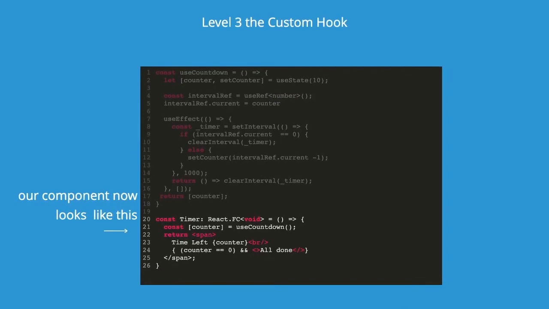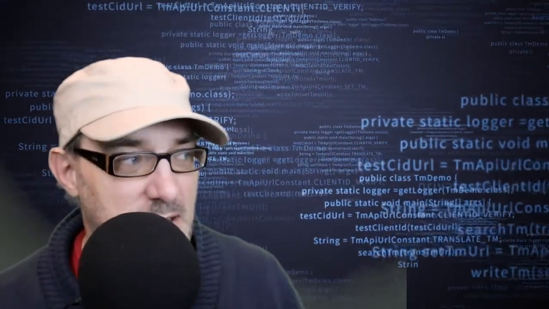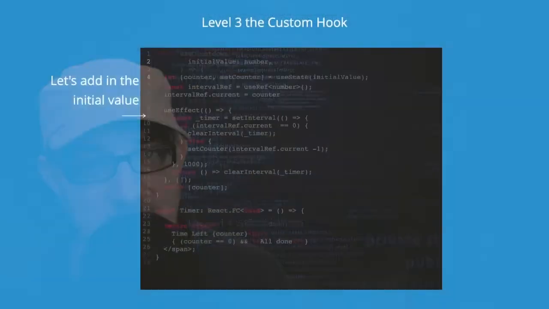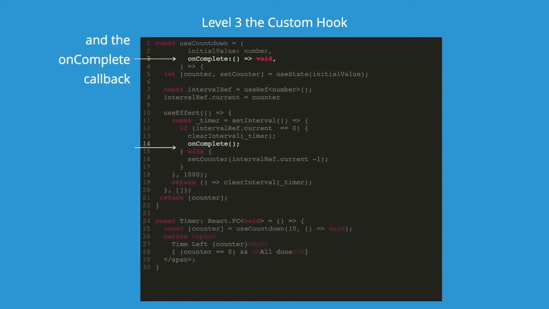This means that our component is now reduced to this. We have counter equals useCountdown and we're good to go. But we wanted to take this slightly further, and we had a set of requirements, and we can now meet these requirements. We want to set in the initial value, and so when we add in the initial value, we set the state to that initial value. We also want to be able to have an onComplete action which triggers when the timer reaches 0. And so on line 14, when the counter reaches 0, we trigger onComplete.